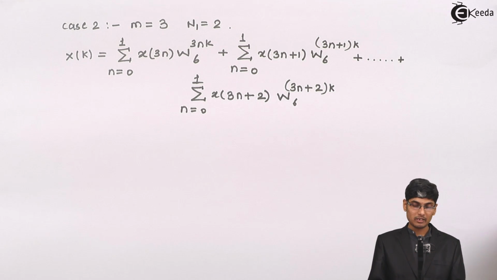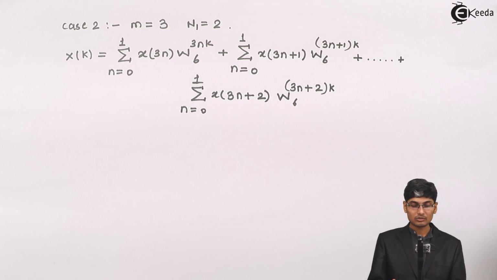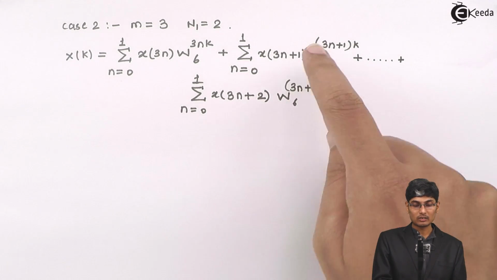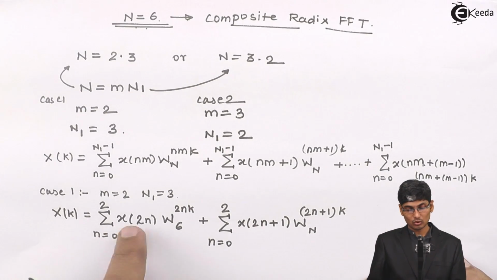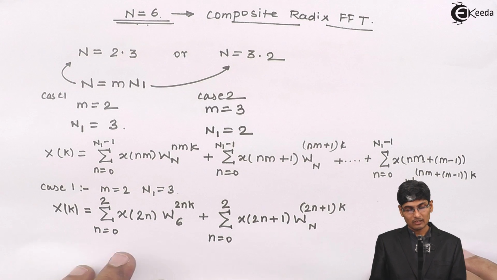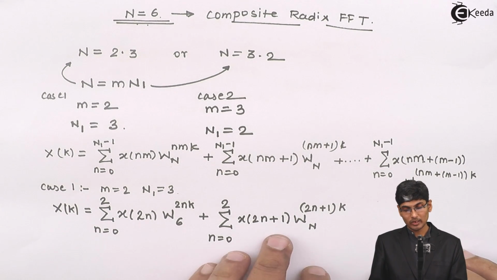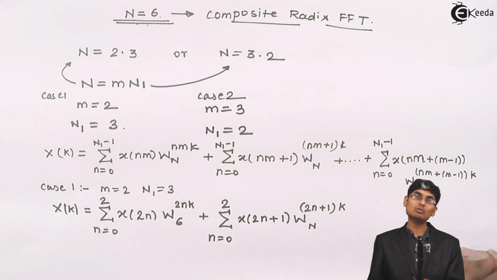So up till m minus 1 means here 3 minus 1 is 2. So I will have 3n plus 2 as the last term. So we have 3 total stages when m is 3, and we have 2 total stages when m is 2. Okay, and you see that first we write 2n, then I write 2n plus 1. The next stage will be 2n plus 2 and so on.